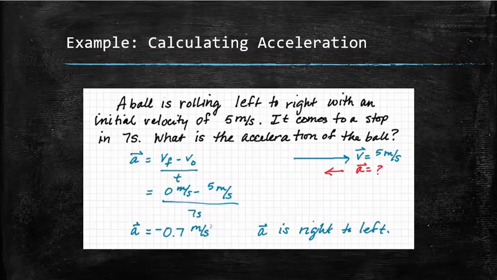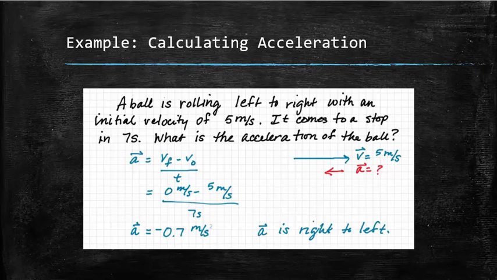Using the equation, you've got the acceleration is equal to the final velocity minus the initial velocity, which is 0 meters per second minus 5 meters per second. You got to keep those straight. It's very important to keep what velocities are what straight, divided by 7 seconds. And you end up with the acceleration is negative 0.7 meters per second squared. So a is going from the right to the left. And you should get into the habit of using sketches to set up the problem and identify the given and unknown information.